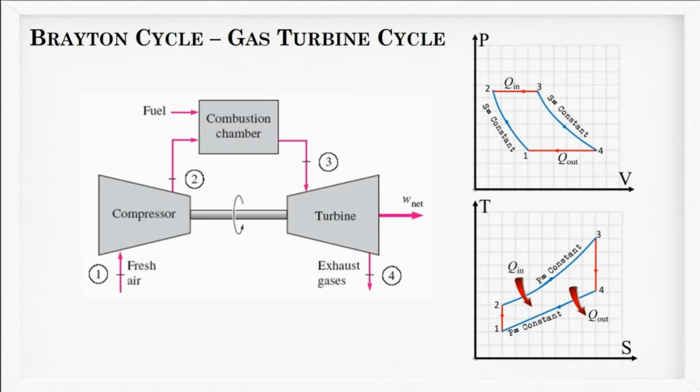Outlet temperature of compressor, it's T2. Inlet temperature to the compressor, it's T1. Outlet temperature of the combustion chamber is the same as the inlet temperature to the turbine, so it's T3. Inlet temperature to the combustion chamber, it's T2. It's the same as the outlet temperature of the compressor, which goes to the combustion chamber. So here at 2, it's T2.